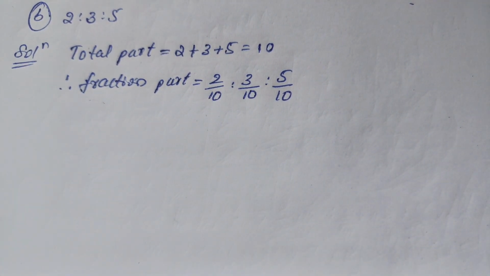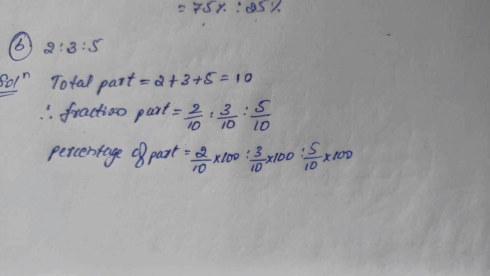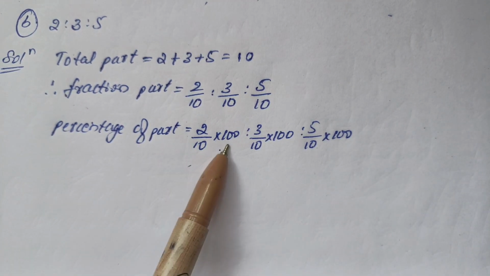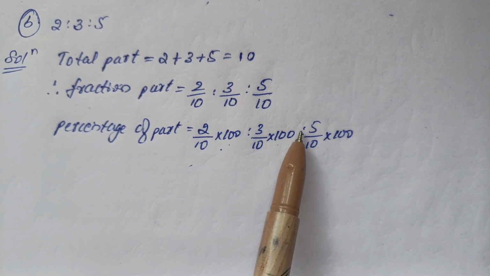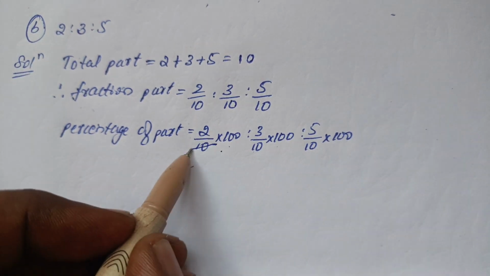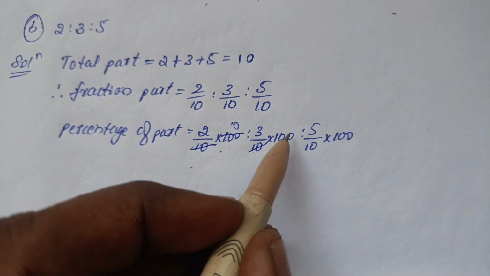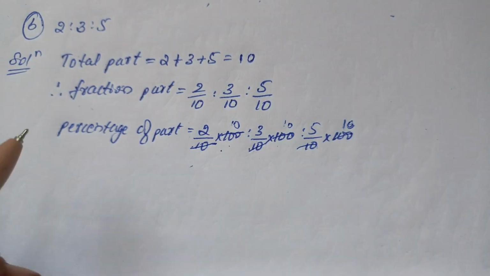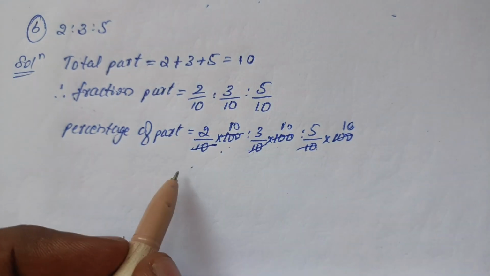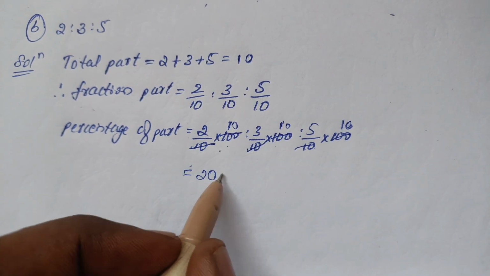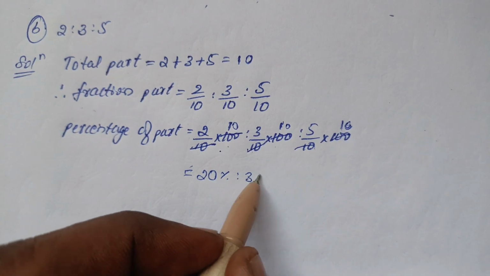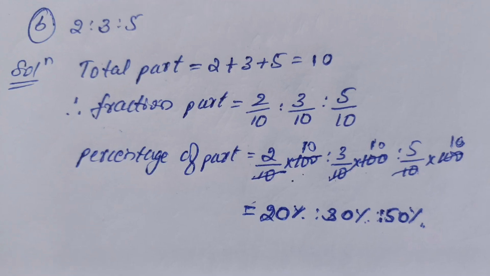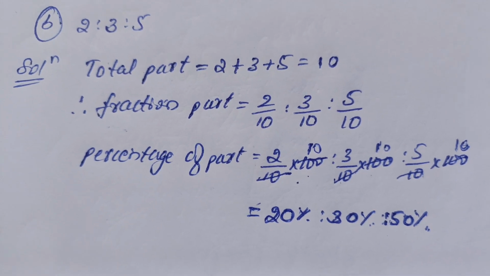Now we will do the percentage part. 2 by 10 into 100 is to 3 by 10 into 100 is to 5 by 10 into 100. Now 10 ones are 10, 10 tens are 100. We can write it as 2 tens are 20 percent, 3 tens are 30 percent, 5 tens are 50 percent. So that is equal to 20%, 30% and 50%.